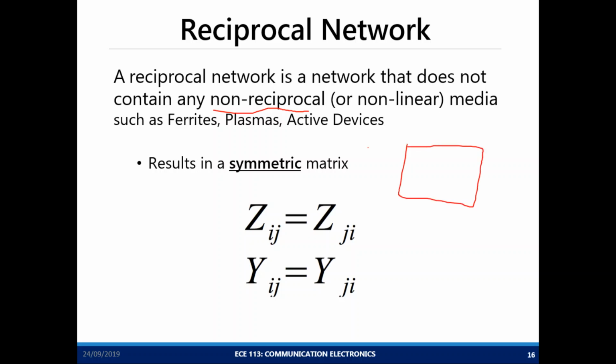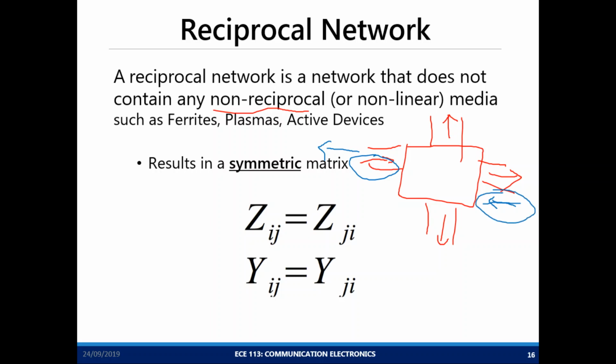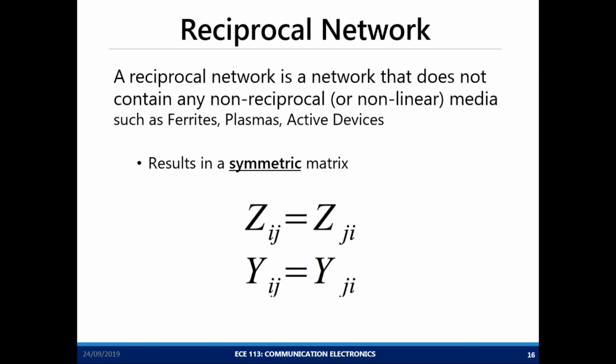If you have an N-port network, right here, any input here will create an output here, here, here. Let's just change the color. If you have an input here, the same effect will be the output here. So it reciprocates the effect of this input. That's what it means when we talk about a reciprocal network.